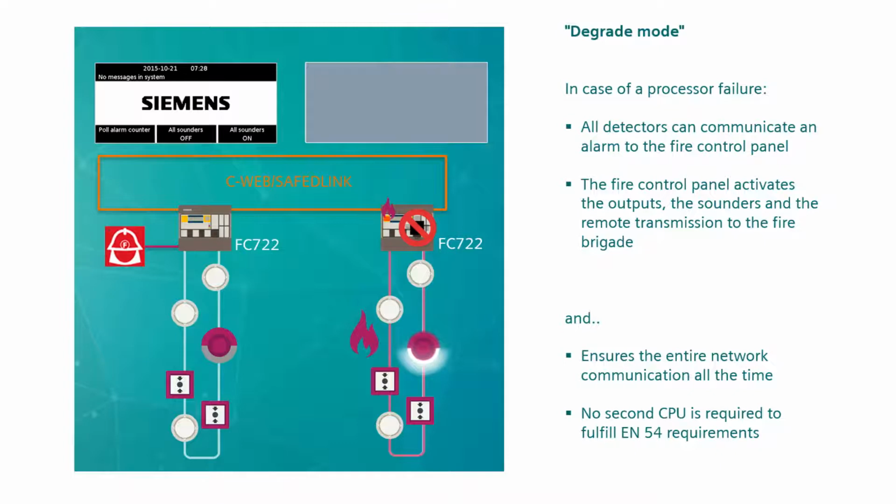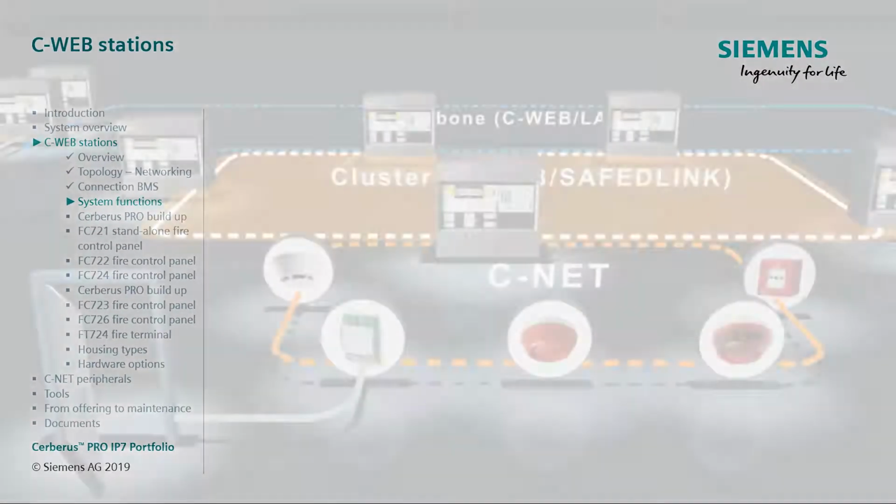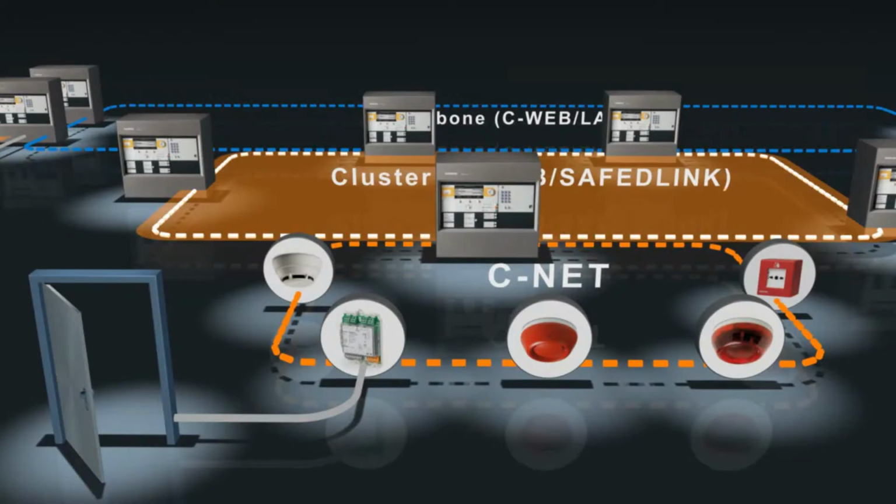Degraded mode ensures that the alarm can be forwarded to the other control panel via the C-Web. The alarm is shown as a degraded alarm on the display. The degraded alarm is now forwarded as usual to the fire brigade. Degraded mode makes sure that the system is ready at all times, even if a processor fails. We would now like to show you some more information about degraded mode.